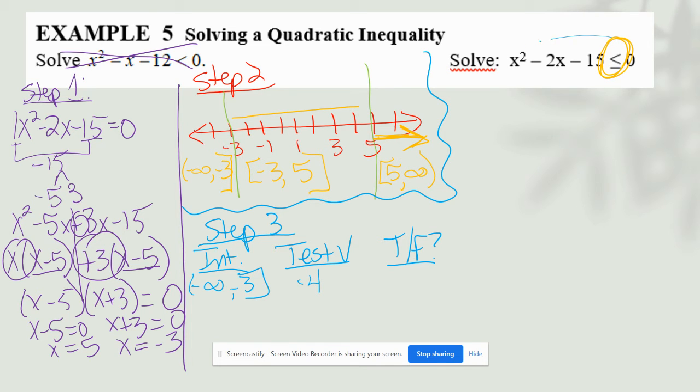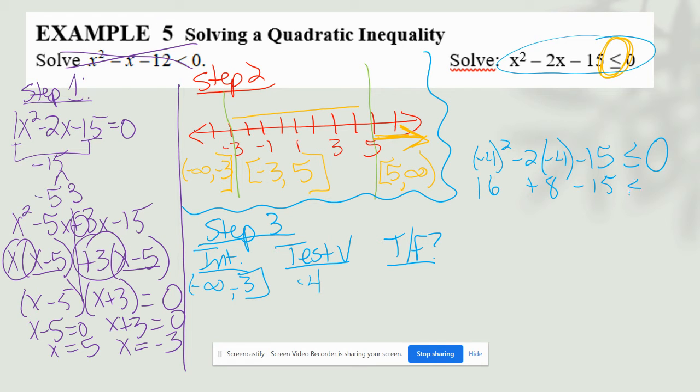Remember, we plug that value into the original equation. So we have negative 4 squared minus 2 times negative 4 minus 15, and that all has to be less than or equal to 0. 16 plus 8 minus 15. That's 24 minus 15. 24 minus 15 is a positive number, so that's going to be false. I can't have that interval.